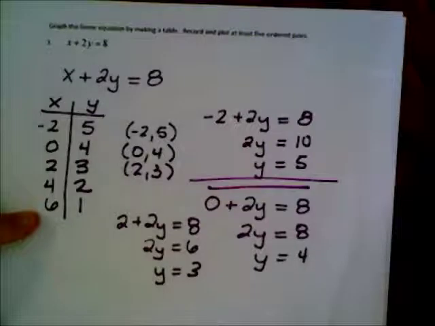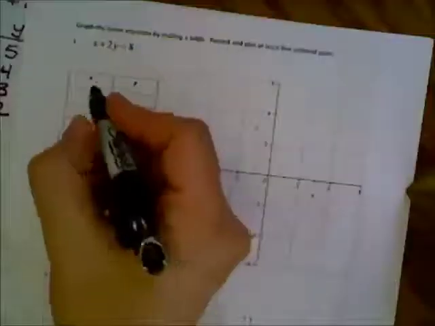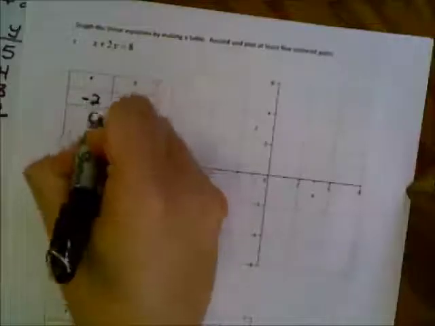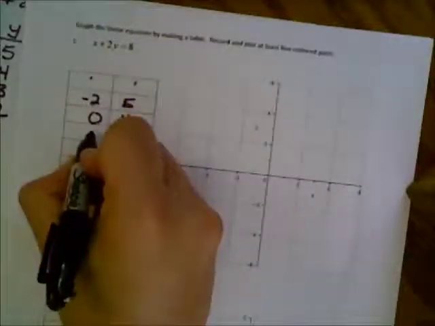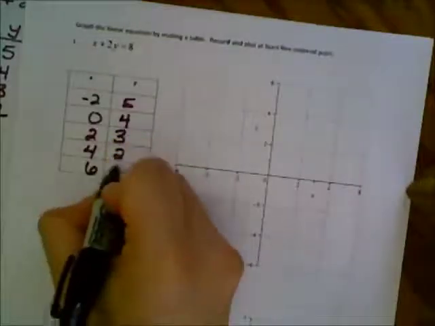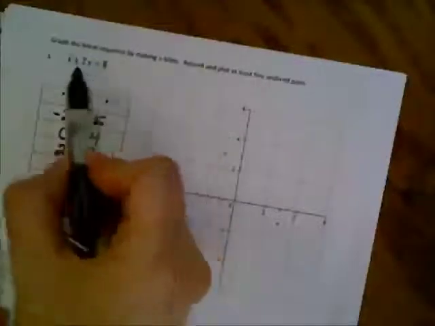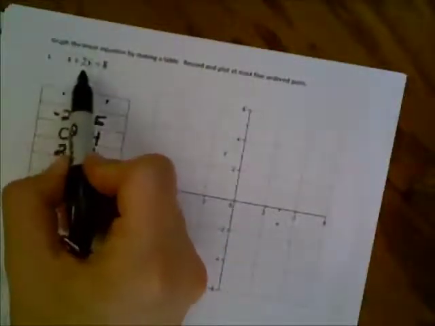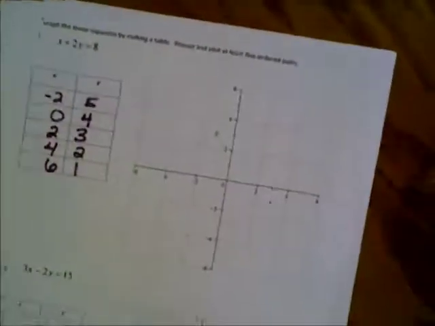So let's move to graphing these ordered pairs. Again, if you look back at your scratch paper, we had the ordered pair -2, 5, the y-intercept 0, 4, the ordered pair 2, 3, 4, 2, and the ordered pair 6, 1. This should have a graph of a line because x is to the first power and y is to the first power. The graph should be linear.